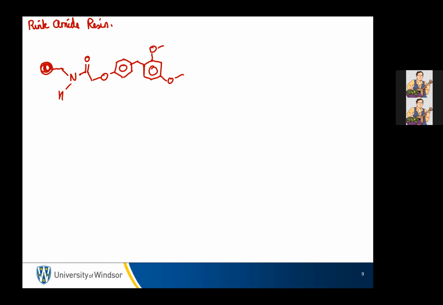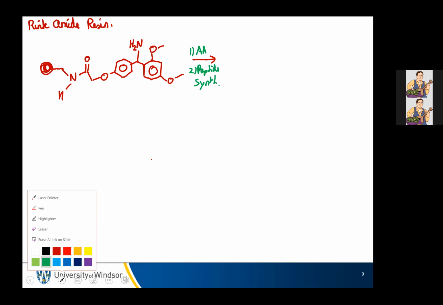So the other ones were very, very simple. This one is clearly not as simple. Now, one thing to note is we've made all the other bonds to the resin through ester linkages. Here, we're actually going to make an amide bond. So we'll just do the peptide synthesis. And we end up with our product.